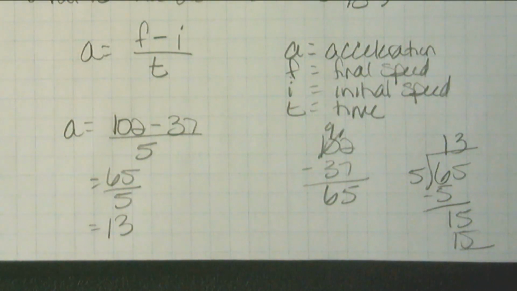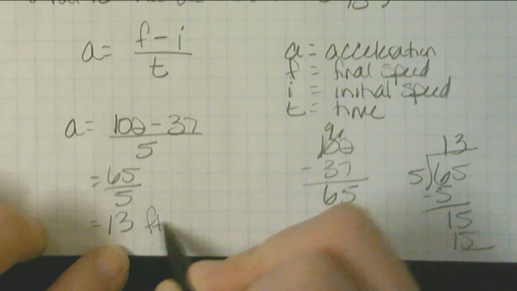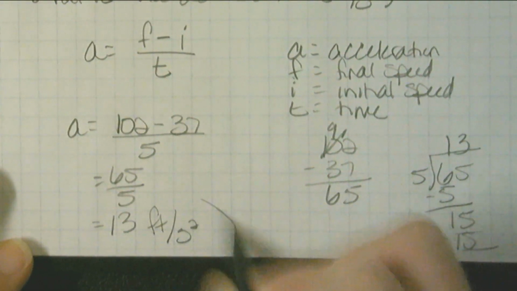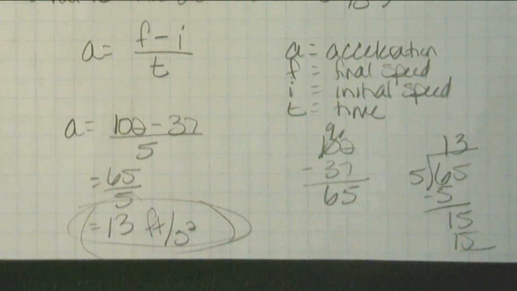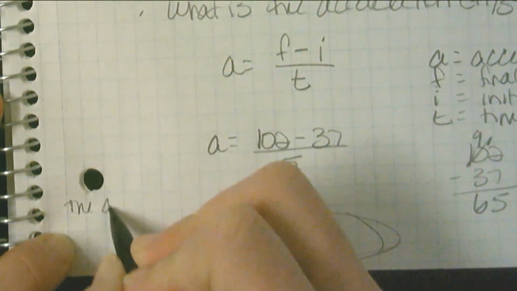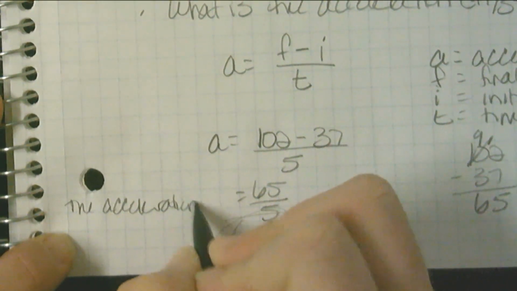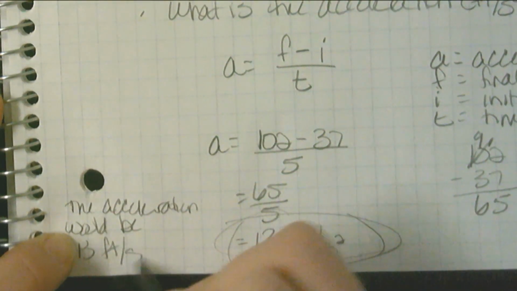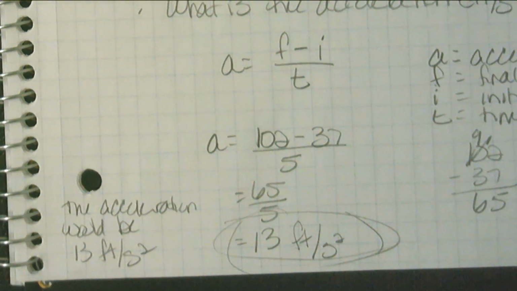13 what? 13 what, Pierre? No, it's not 13 feet per second. Go back up into the problem and look at what acceleration is measured in. Romano? Feet per second squared. So it's really important that you're paying attention to the units, and then we write that as a sentence. The acceleration would be 13 feet per second squared. Always explain your answer, please.